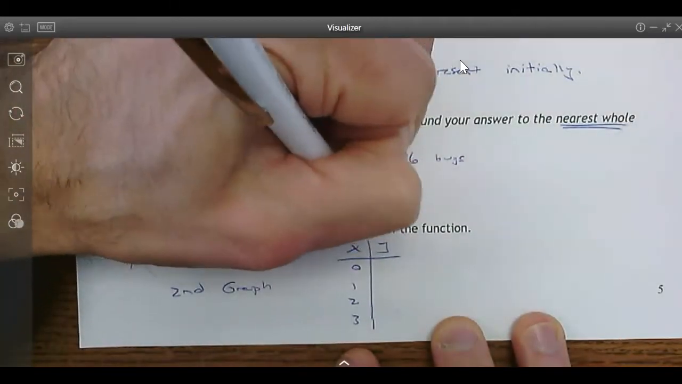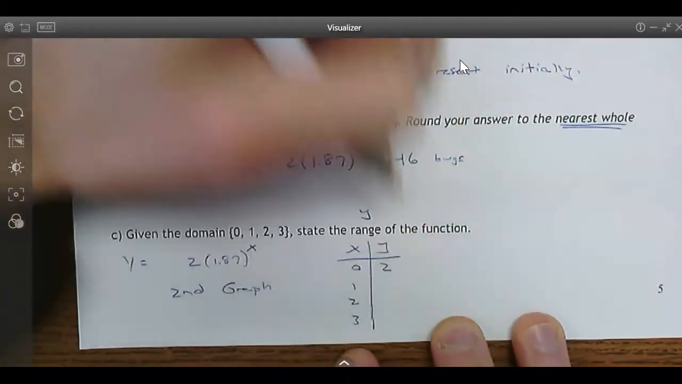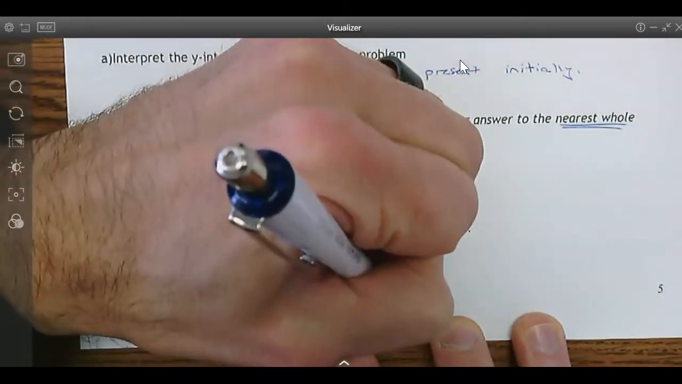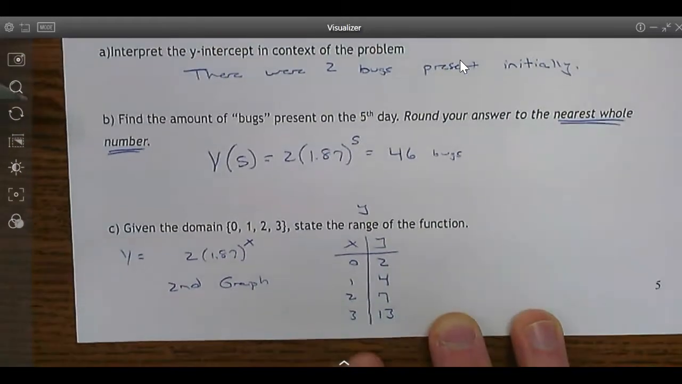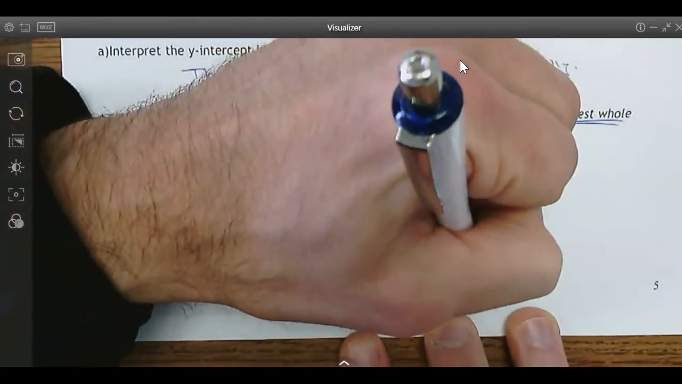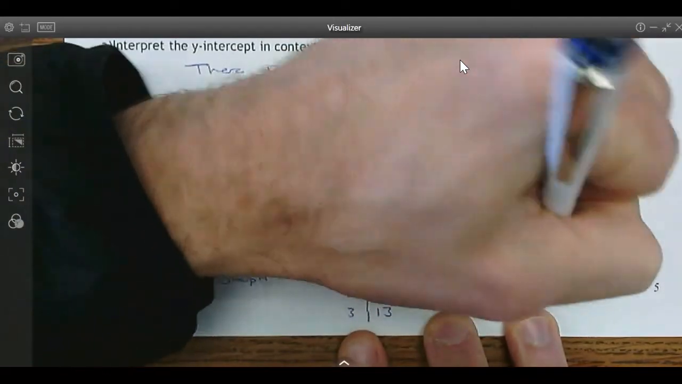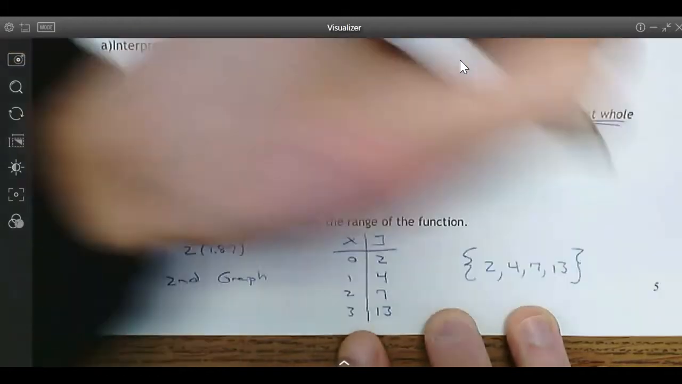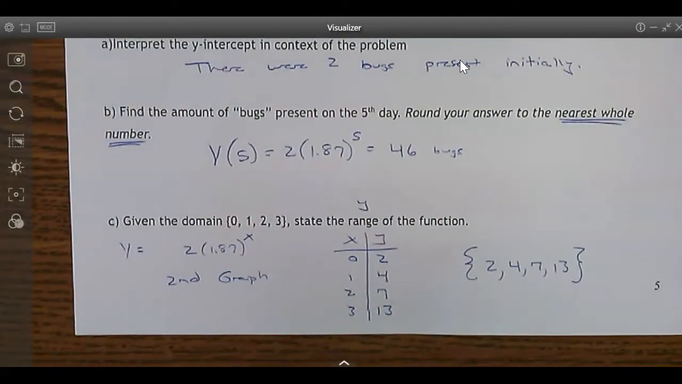Range is y values. So when x is 0, y is 2. When x is 1, this is 4, 7, 13. I'm just rounding to the nearest whole number again. So the range would just be this set of data, 2, 4, 7, 13. So by the 4th day, there's 13 cases of this bug.